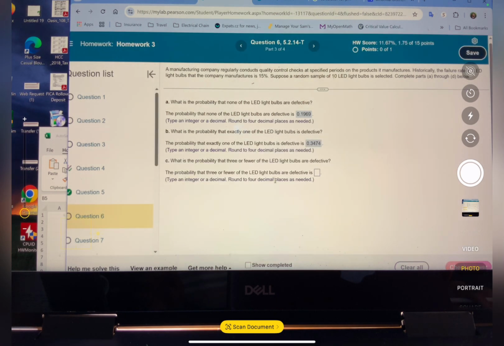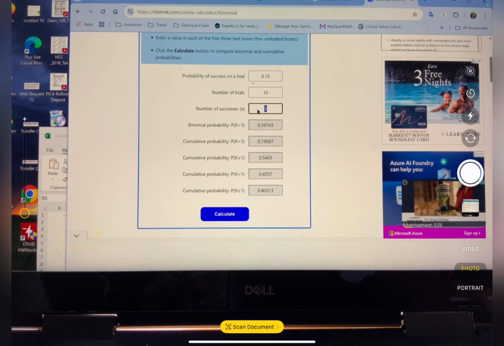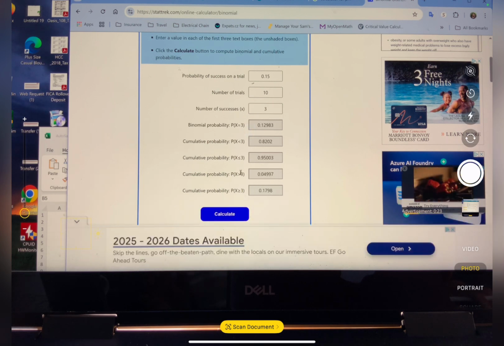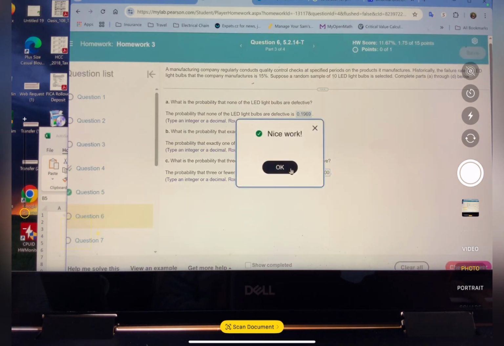Next, the probability that 3 or fewer light bulbs are defective. So 3 or less, right? Which means we are going to choose here 3, and pick the option for 3 or less. Here we have only less, but we need 3 or less. 0.9500.